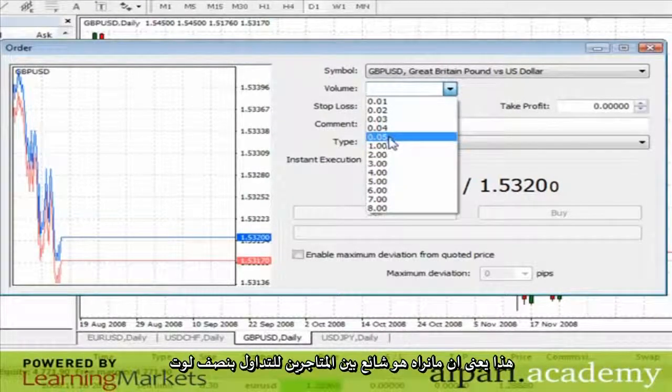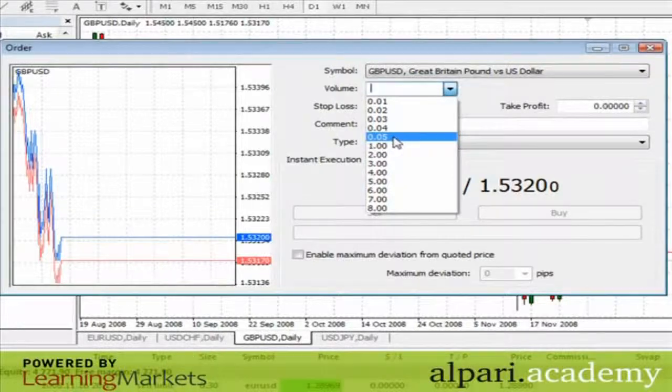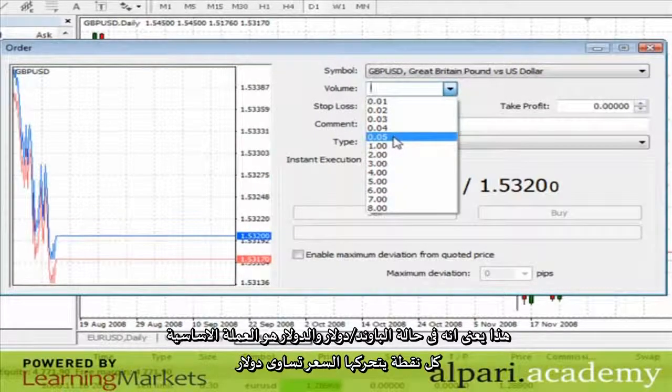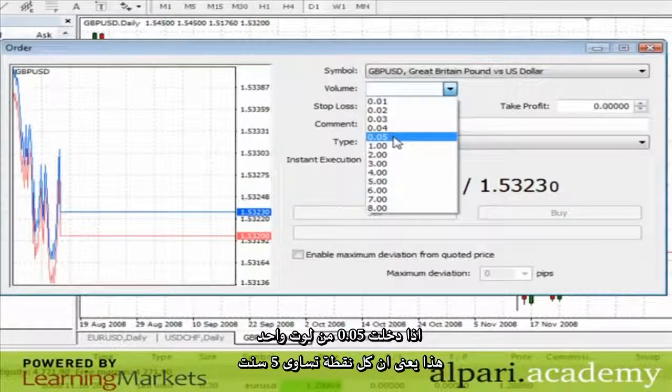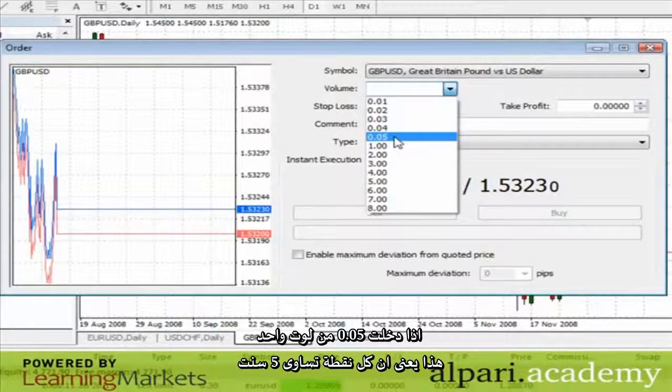It's really common for traders to be trading mini lots or currency lots that are 1/10 the size of a full lot. That means that in the case of the pound-dollar, where the dollar again is our quote currency, each pip worth of movement is worth $1. So if I'm trading 0.05 of a full lot, that means that each pip is worth 50 cents.